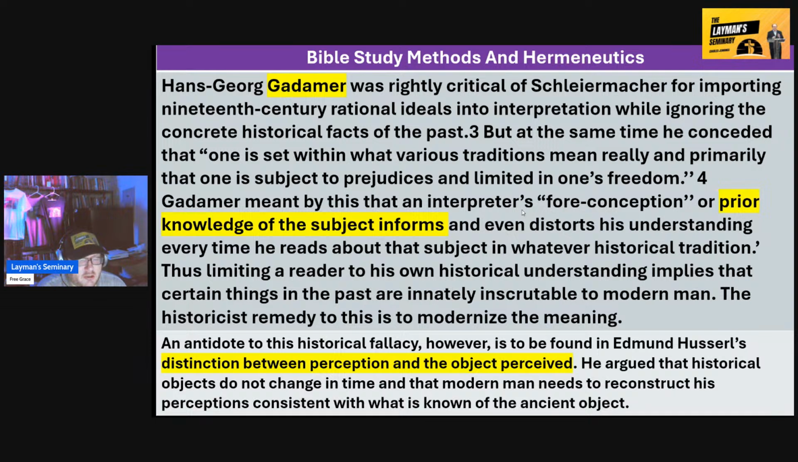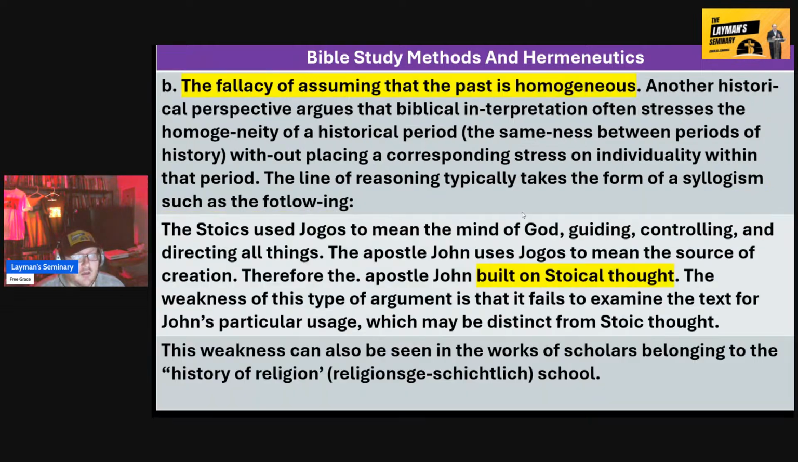Thus, limiting a reader to his own historical understanding implies that certain things in the past are innately inscrutable to modern man. The historicist's remedy to this is to modernize the meaning. An antidote to this historical fallacy, however, is to be found in Edmund Husserl's distinction between perception and the object perceived. He argued that historical objects do not change in time, and that modern man needs to reconstruct his perceptions consistent with what is known of the ancient object.